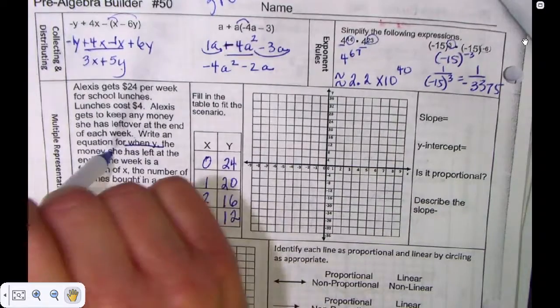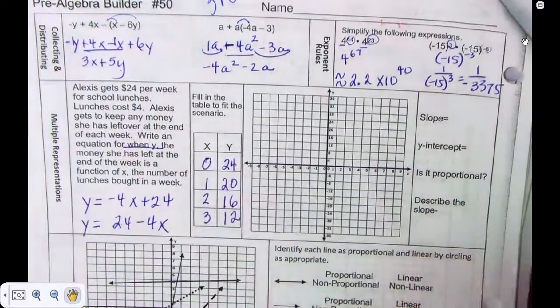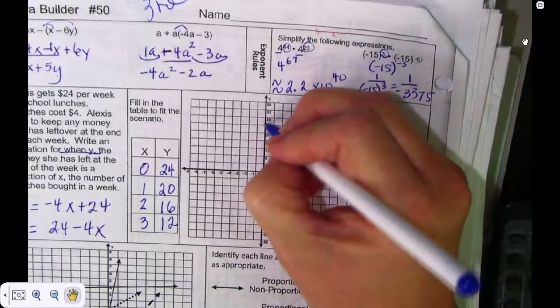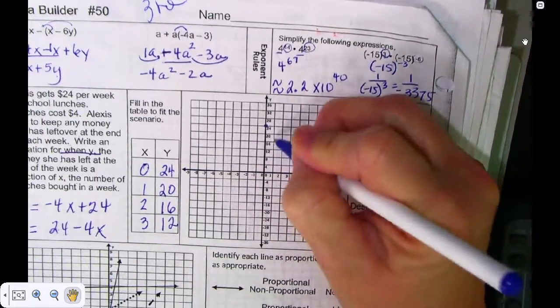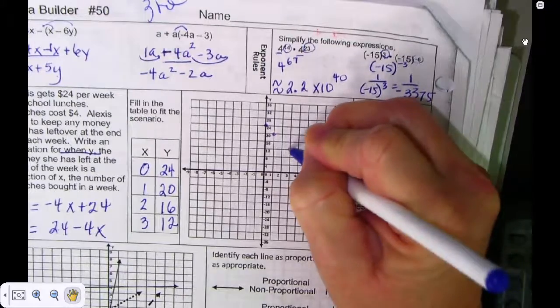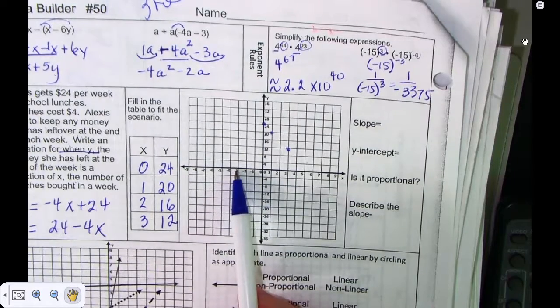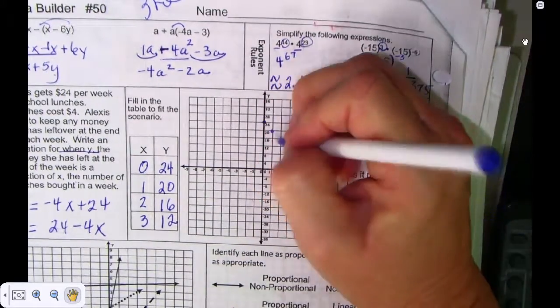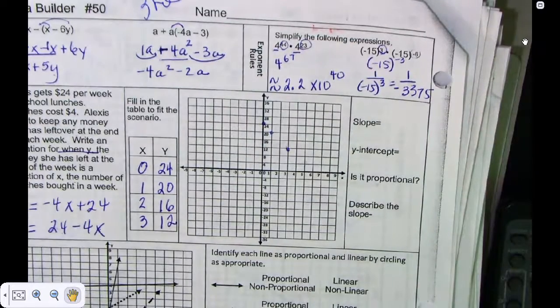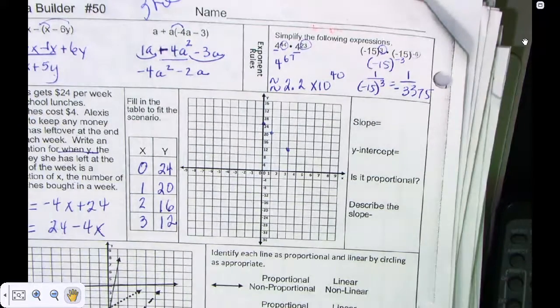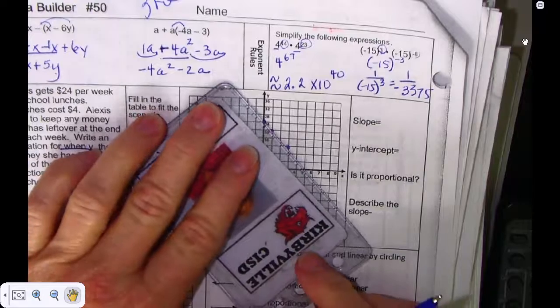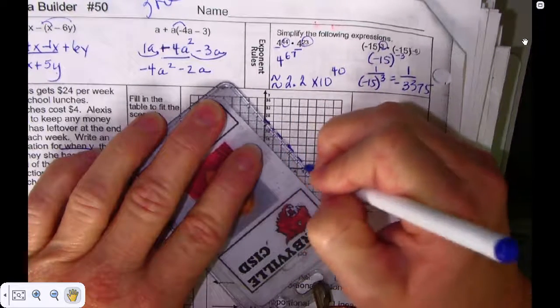What do you have left at the end of the week? Okay, so you start with 24. 1 is 20, and 3 would be 12. Now let's think. Are you going to have a negative amount of days? No, so that line's not going to keep going. Can you buy 3 1/3 lunches? No, it doesn't say. You know, some schools, like here, you can just buy part of a lunch, can't you? Okay, well, it doesn't say that, so we can't assume they do. So it's going to be discrete. It's going to be a dashed line.